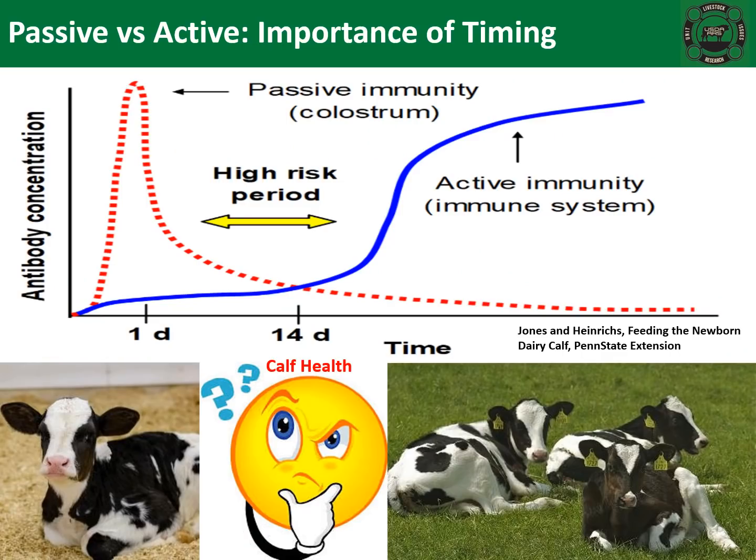Even with both passive and active immunity, the calf is still vulnerable to pathogen infections and disease. One of the highest risk periods for the young calf is the period between when passive immunity is waning and the active immune system has not fully developed. This is a period of time when various management practices can be crucial to the health and overall survival of the young calf.